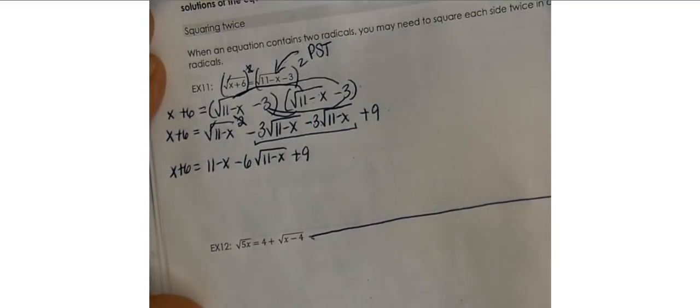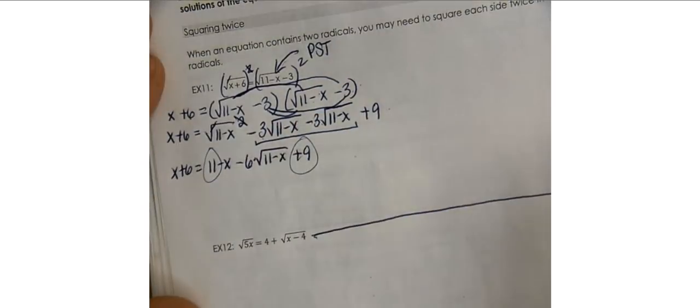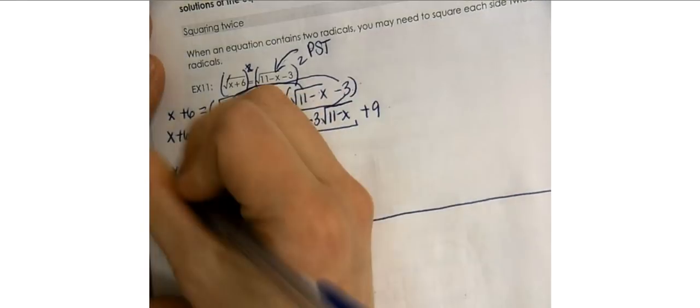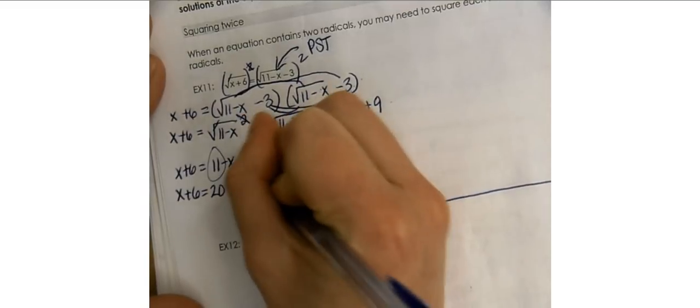Next, I'm going to combine my like terms and eliminate anything that makes sense for me to eliminate. So the square eliminates the square root, and I have like terms in the center. So I have x plus 6 is equal to 11 minus x minus negative 3 minus 3 is negative 6 times the square root of 11 minus x plus 9. At this step, I'm going to combine my like terms. 11 and 9 I can combine. I can't combine the 6 because the 6 is attached to the square root. So 11 plus 9 is 20. So I have x plus 6 is equal to 20 minus x minus 6 times the square root of 11 minus x.